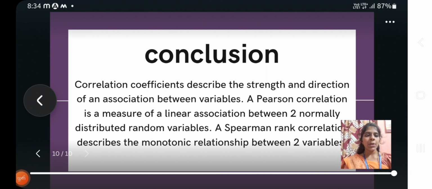Correlation coefficient describes the strength and direction of an association between variables. A Pearson correlation is a measure of a linear association between two normally distributed random variables. A Spearman rank correlation describes the monotonic relationship between two variables.